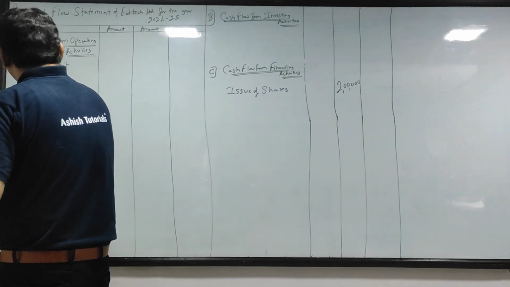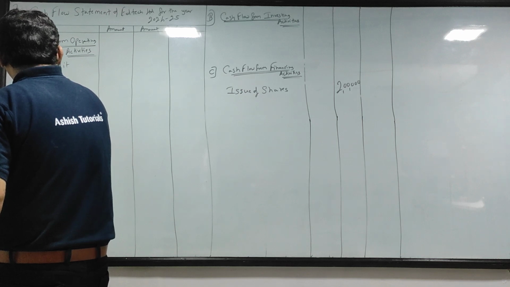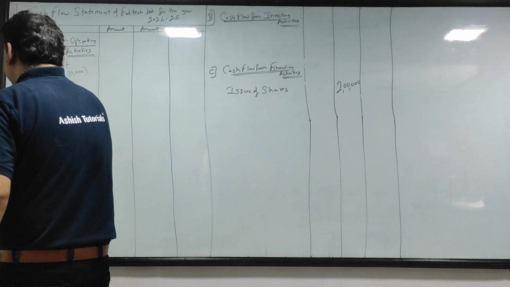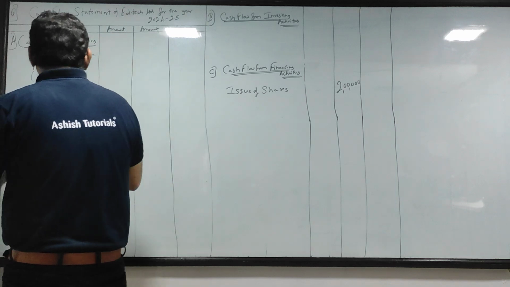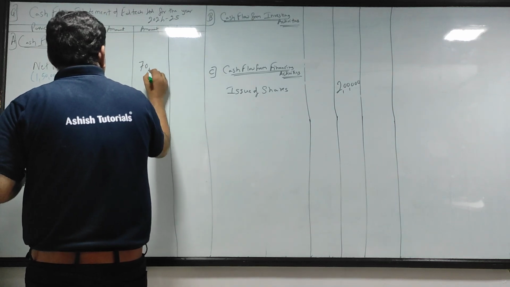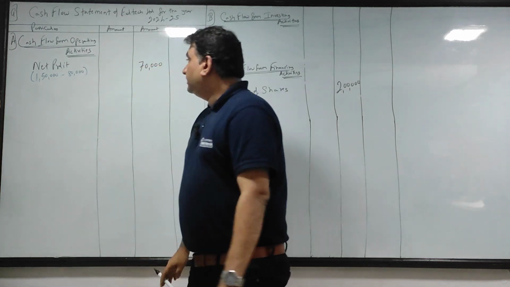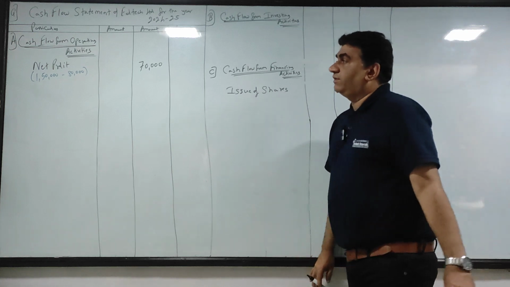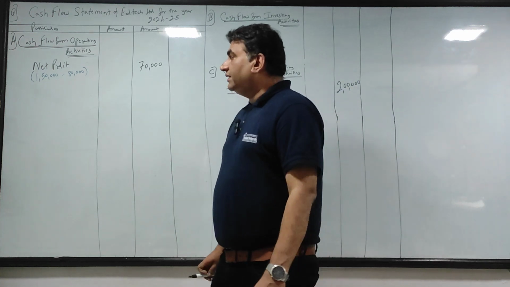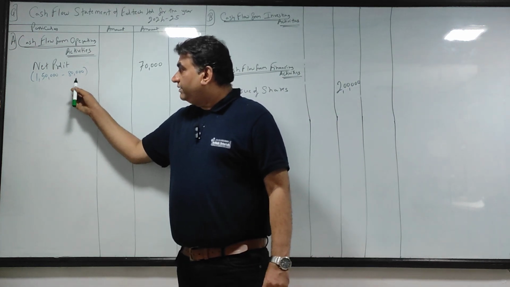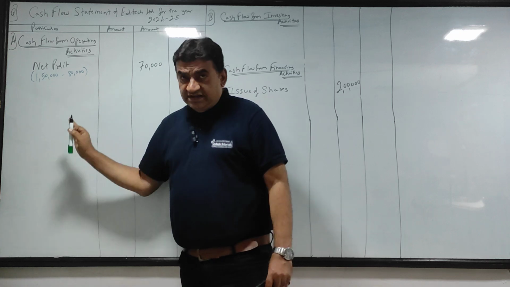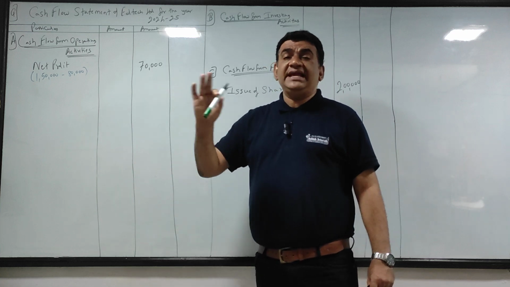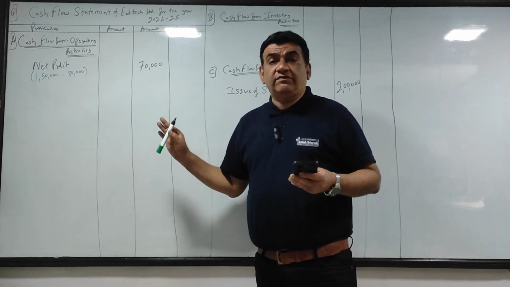Put in brackets 1,50,000 minus 80,000. 150 minus 80. So in the second column comes net profit 70,000. I repeat, net profit 150 minus 80 gives you 70,000. So positive 70 is my net profit. The P&L balance will be your net profit.